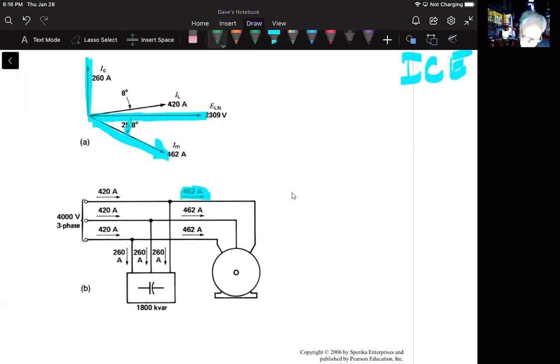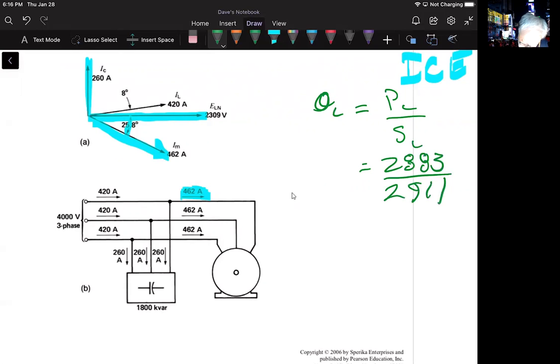The phase angle between the transmission line and the current, okay, is this. And how do we come up with that? Well, that's just going to be active over apparent to the line. Active is 2883 divided by 2911 for the apparent line. Comes out to be 0.099, which comes out to be a small angle of 8 degrees, which we're seeing there. Okay?